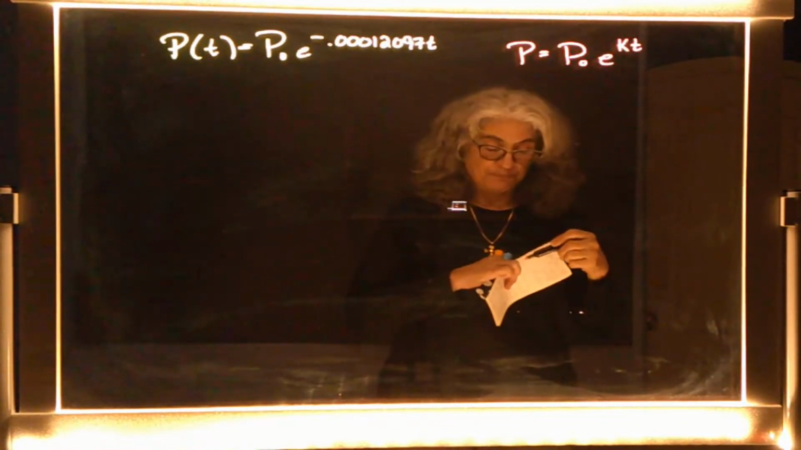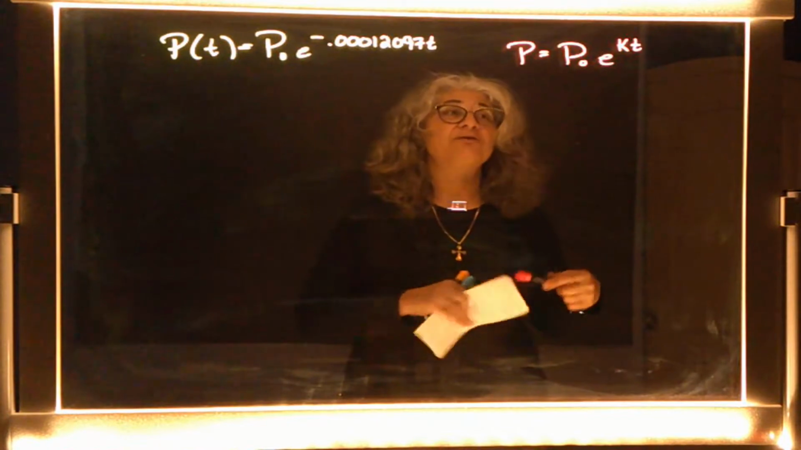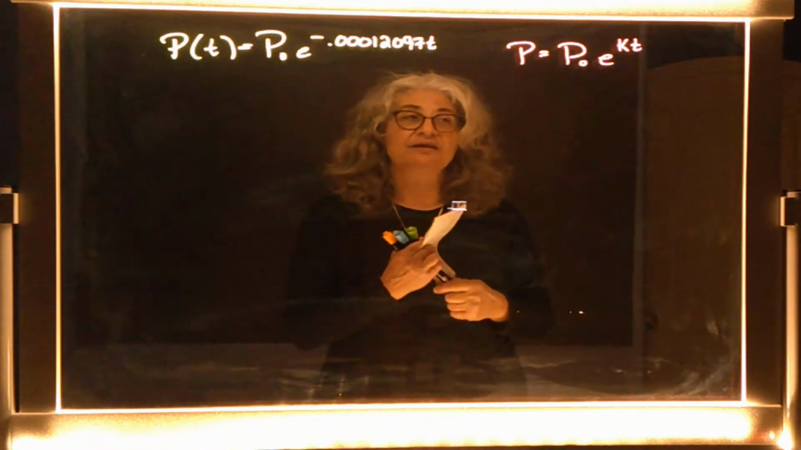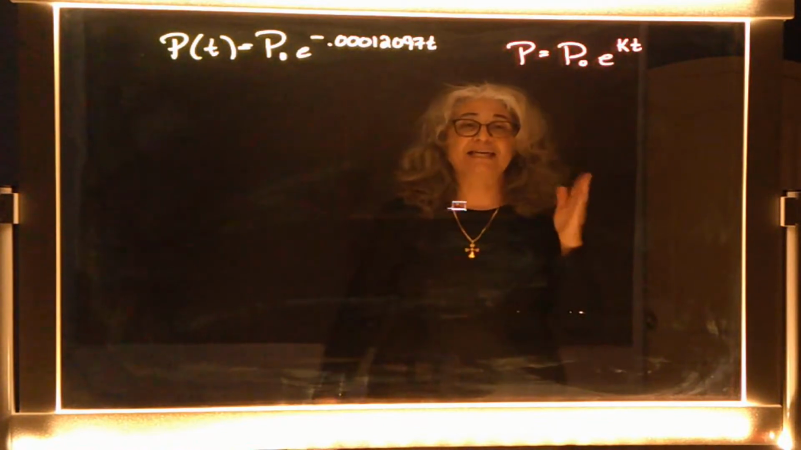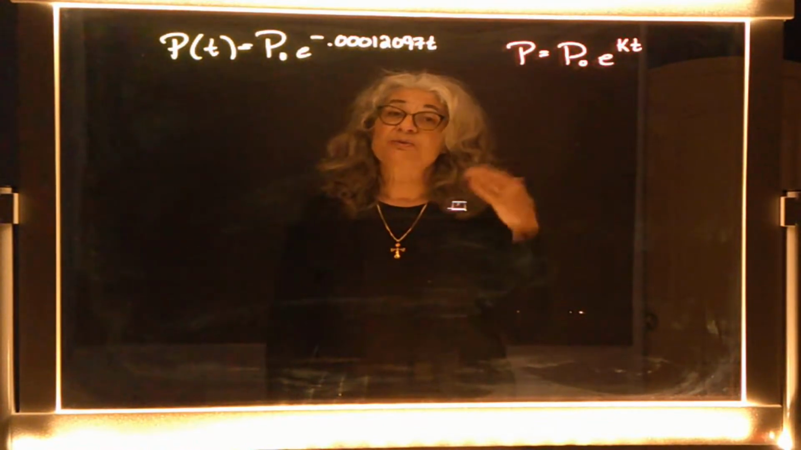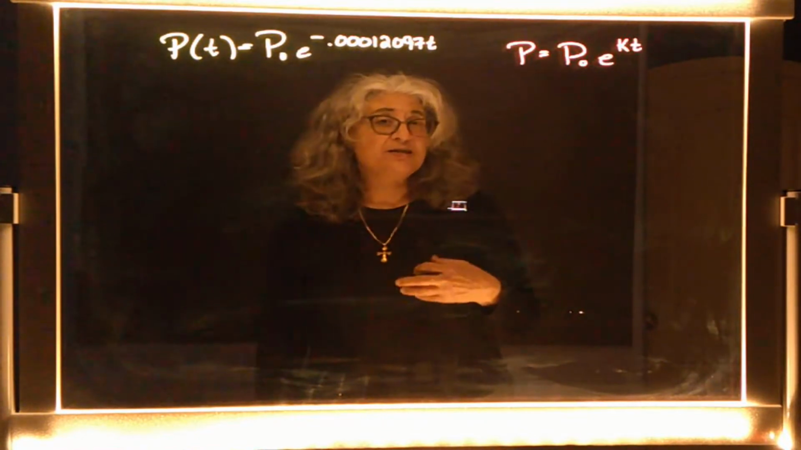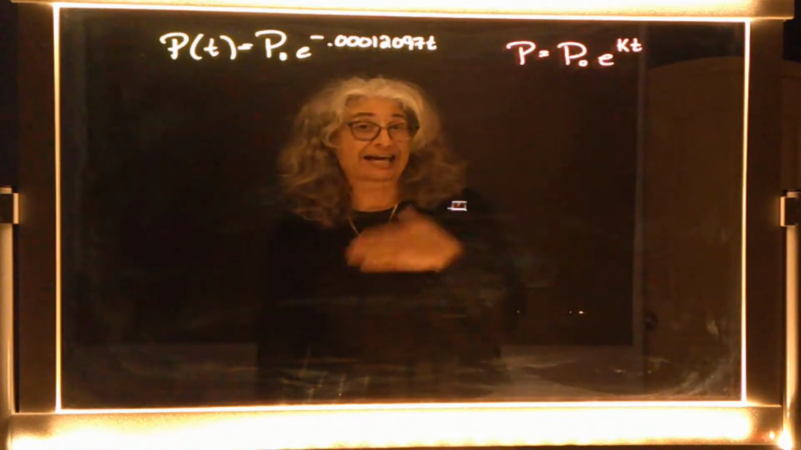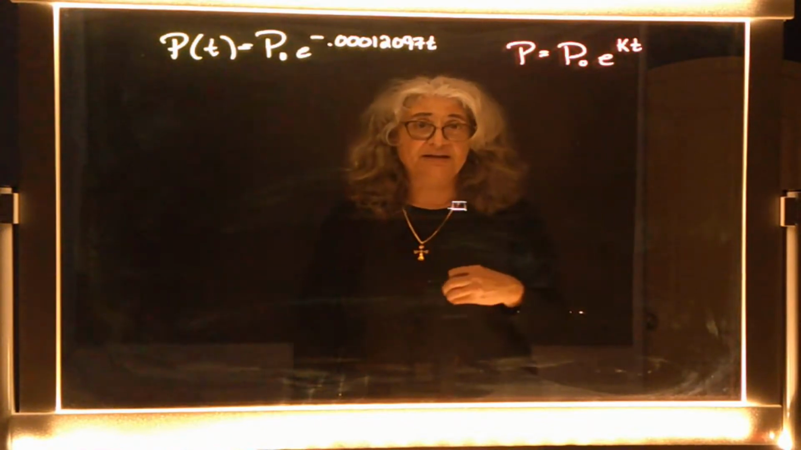T is time, P sub 0 is the initial amount, the ending P, or the P over here on the left, is the ending amount, and the k is the rate. Now in the growth models, the rate was positive. Since in this particular lecture we're talking about decay models, your rate will be negative.